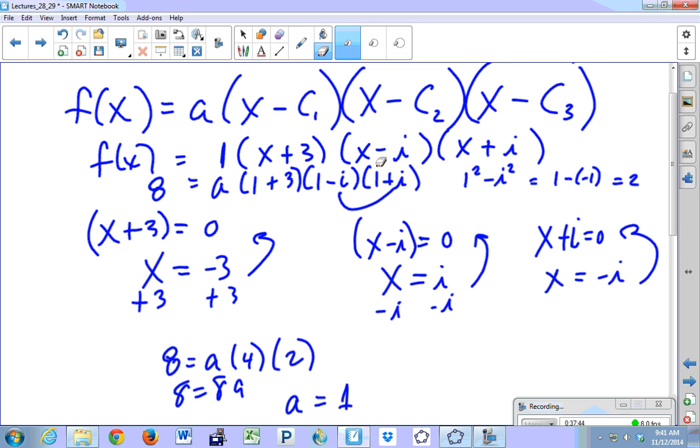If you have an x minus I, you'll have an x plus I. If you have an x minus 2i, you'll have an x plus 2i. They always come in pairs, and their signs, their operations are opposite.